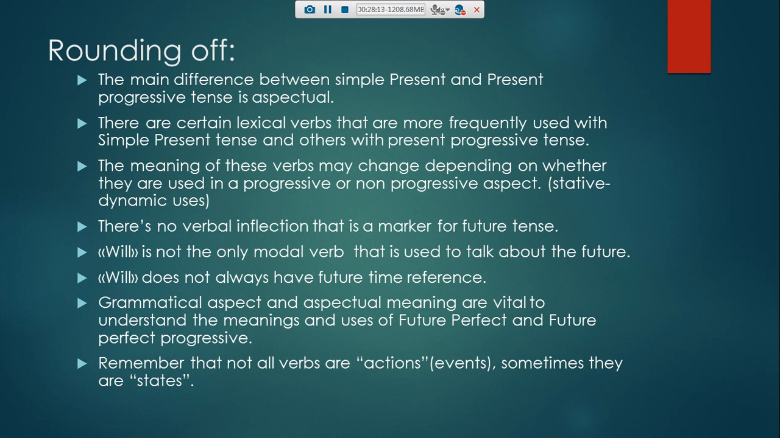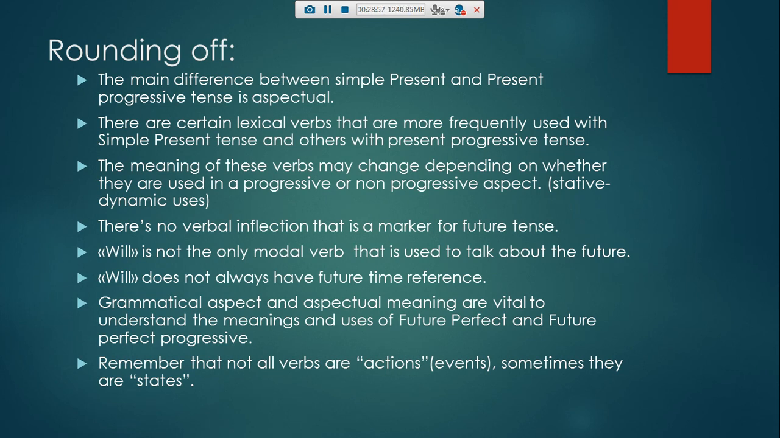Those verbs that have more duration are more likely to be used in the present progressive tense, like bleed, and those that have little or no duration in the simple present tense, like, for example, bet, when you bet something. The meaning of these verbs may change depending on whether they are used in a progressive or non-progressive aspect. This happens with stative and dynamic verbs, like, for example, the verb apply. This rule applies to everyone, and I'm applying cream on your back. So you should review these verbs.